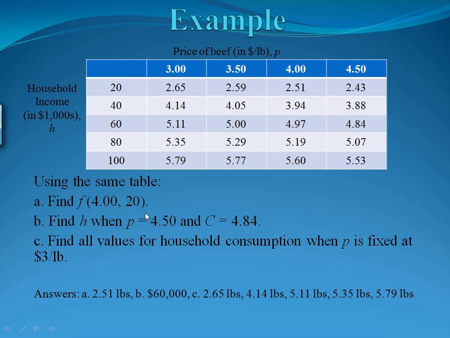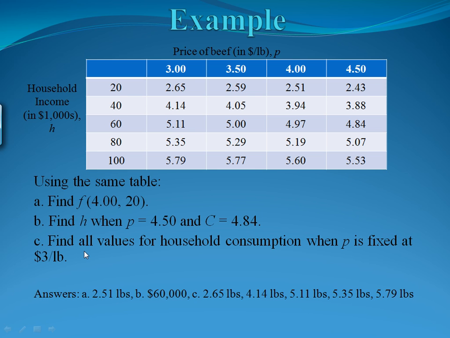For part B, find h when p equals 4.50 and c equals 4.84. Price being 4.50 represents this column right here. And then the consumption is 4.84 pounds. So we go to this row, we find the 4.84 pounds, and then we look for the corresponding H, which would be 60,000.